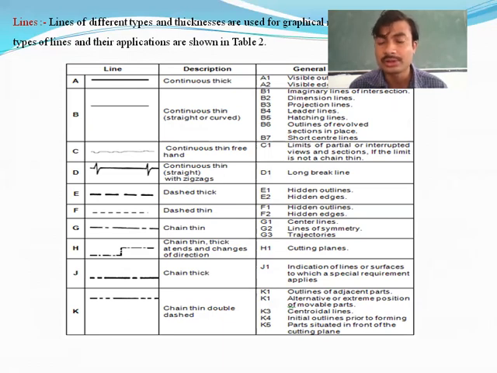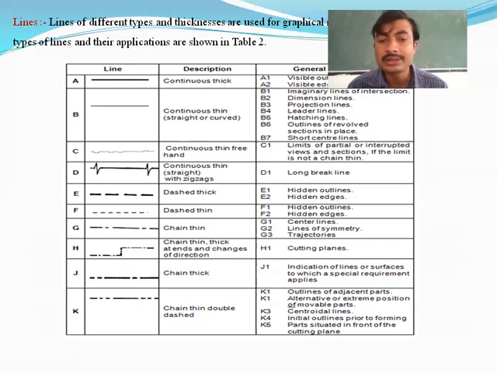The next one is chain thick. When is the chain thick to be used? Whenever the surface is non-uniform, that is the surface is not uniform, at that moment you have to use this chain thick. Special treatment is given to that surface. The application says: indication of lines or surfaces to which a special requirement applies.